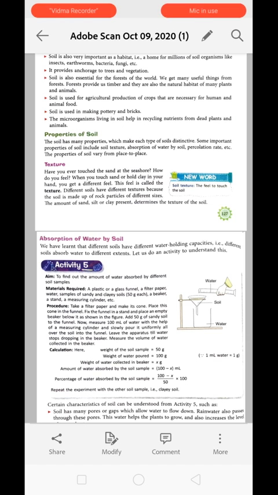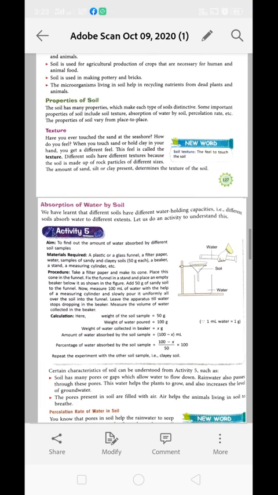Next, microorganisms living in soil help in recycling nutrients from dead plants and animals. Nutrients get recycled again and again by the action of the microorganisms living inside the soil. So soil is also important for them to survive.